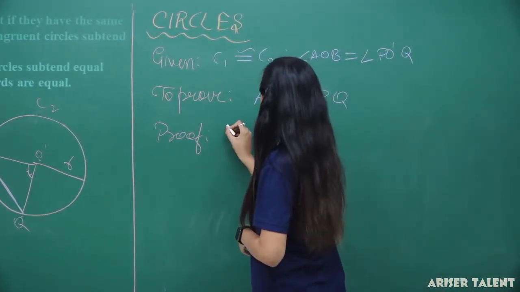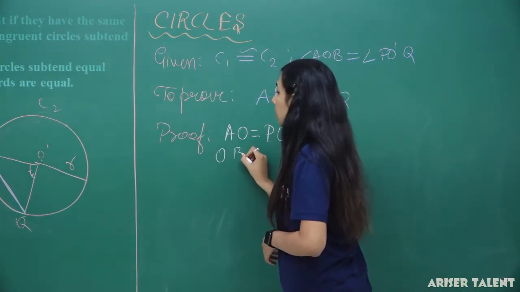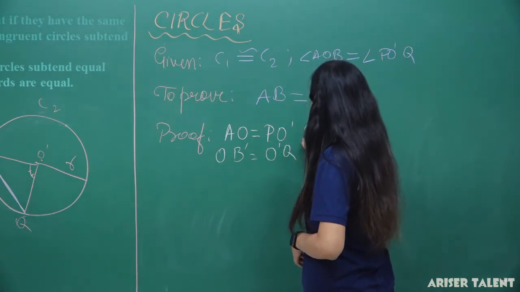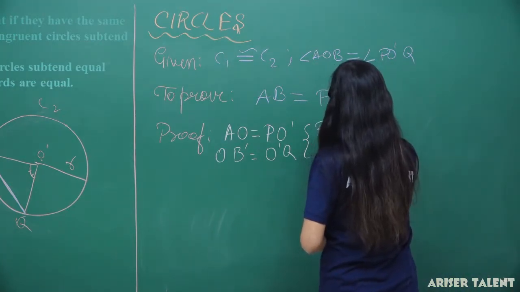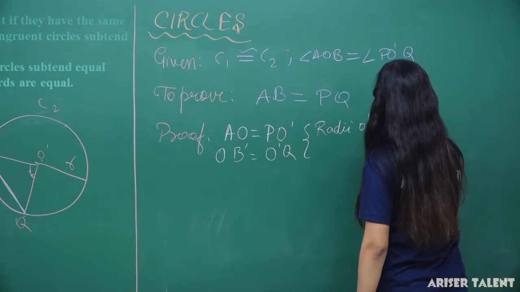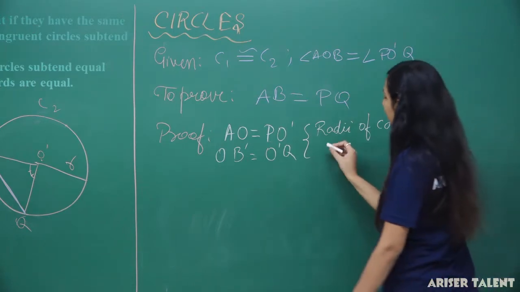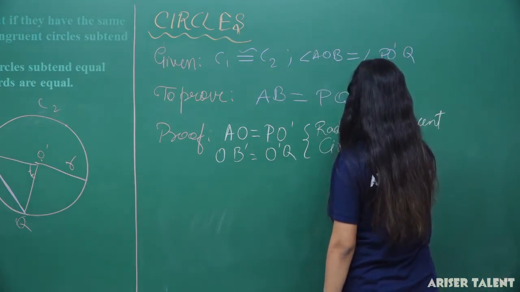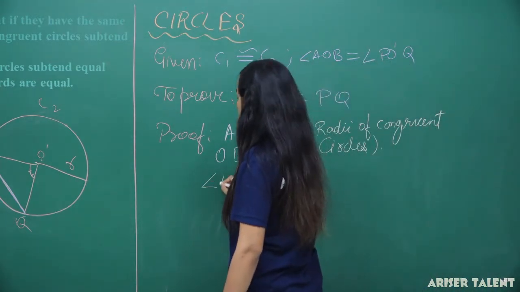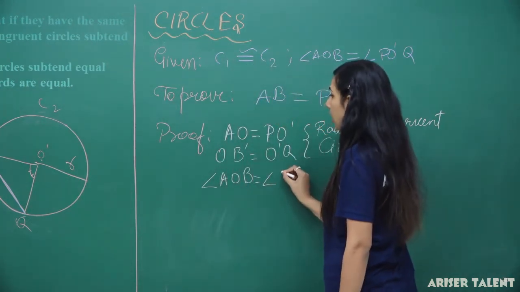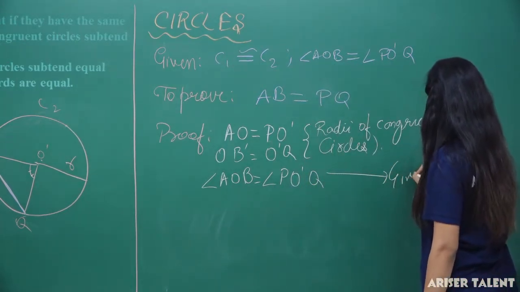Here I am having this AO equals to PO dash and this OB equals to this O dash Q. How are these two equal? Simply again I am telling you, these are the radii of congruent circles. Congruent, not triangles but circles. Okay, circles. The first thing. So these two are equal. Now it is given that angle AOB is equal to angle PO dash Q. Given here.